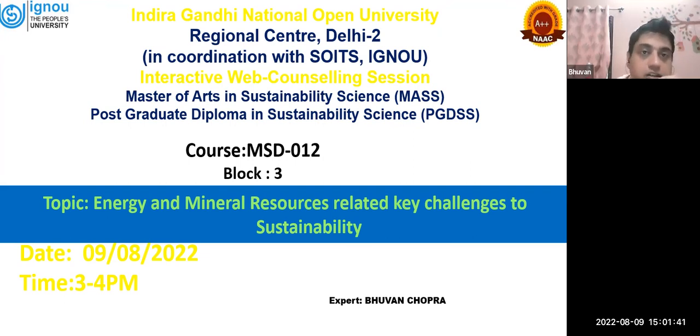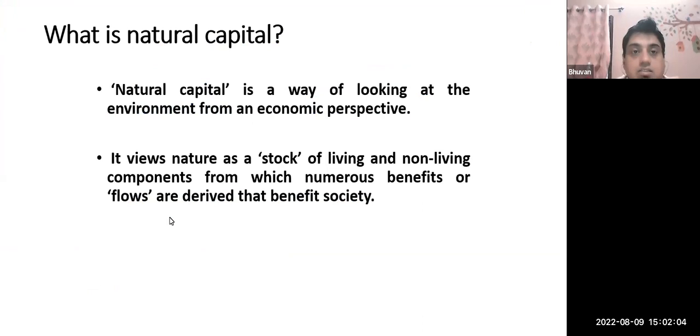And today we will discuss the key challenges regarding sustainability which are posed by the usage of energy and mineral resources. So the topic of today's discussion will be the energy and mineral resources related key challenges to sustainability. Okay. And before going for that, let's learn what is natural capital.